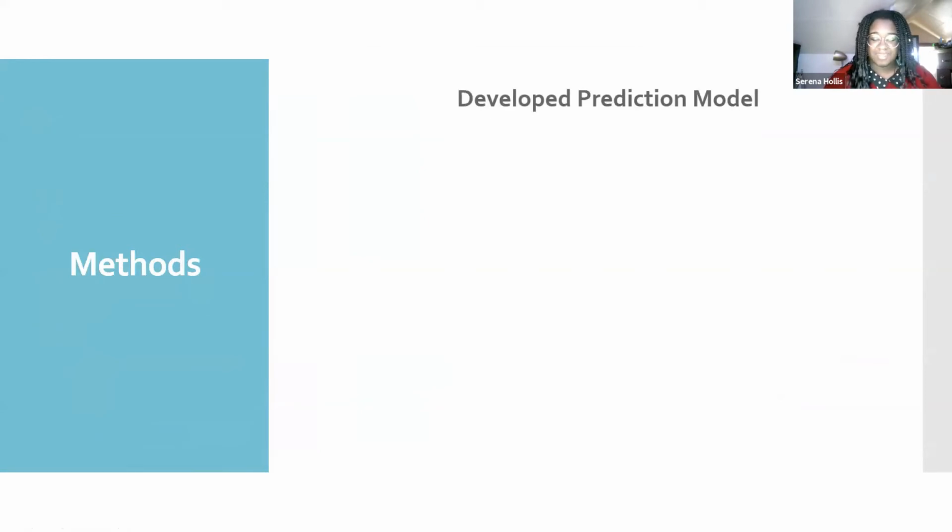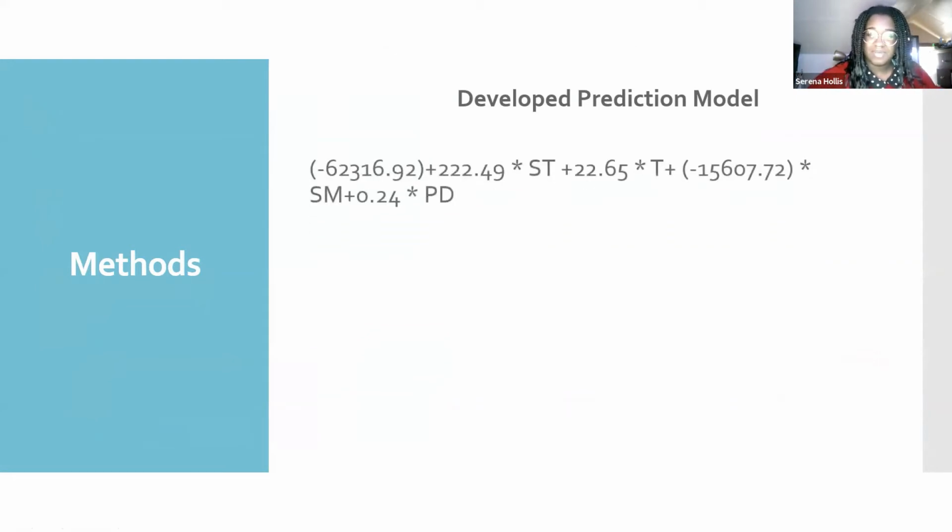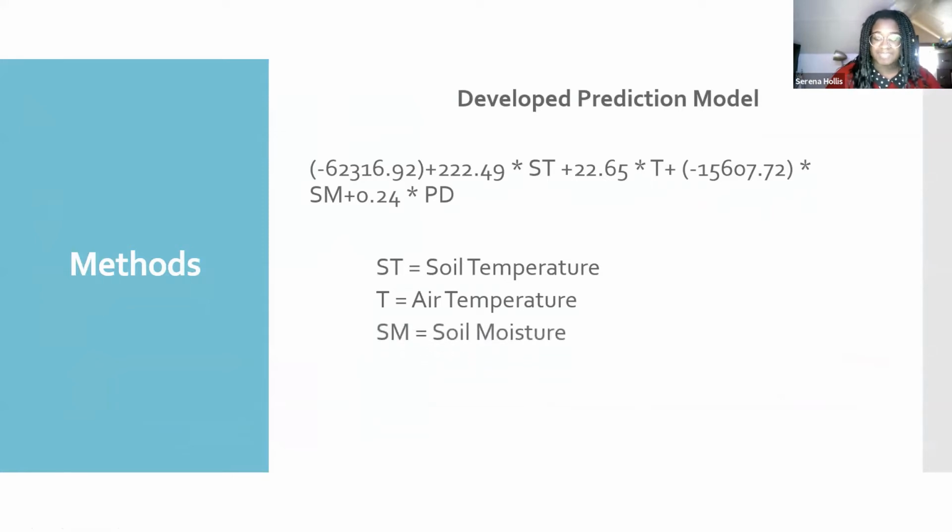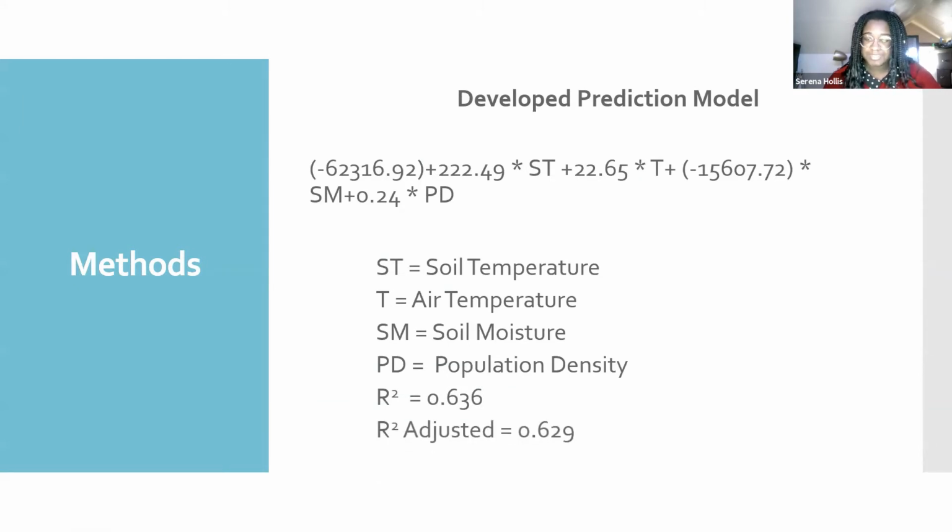And from there, JMP also gave me my equation data, or my prediction equation, which is this, and I'll explain it just a little bit. So ST would be my soil temperature, T would be my air temperature, SM is my soil moisture, and then PD is my population density. So basically what I did for each of my predictions, I just entered in the same factors into this equation, and then it spit out a number for me. JMP also gave me my R squared and my R square adjusted, which basically tells me what amount of confidence that the program has that it's accurate. So it gave me about 60%, which isn't too bad.